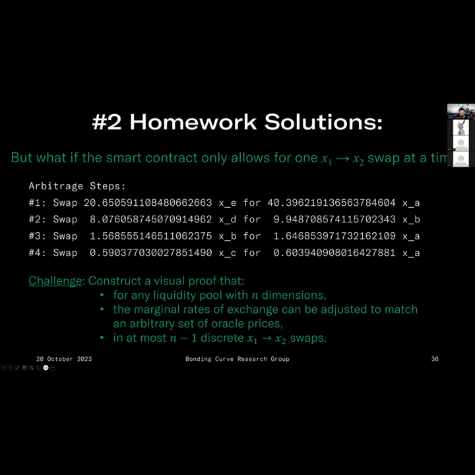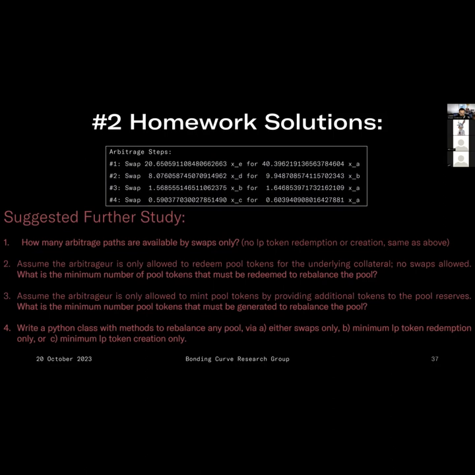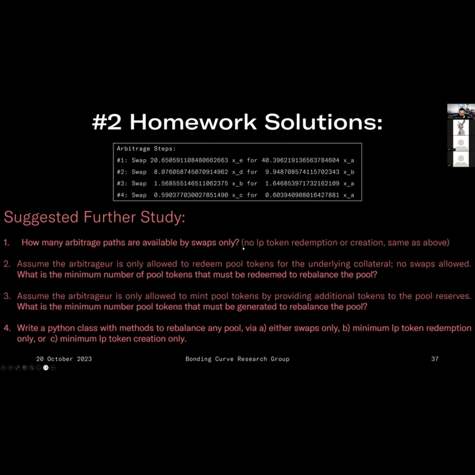And that brings me to another question. So I've just answered this first one for you, which is how many arbitrage paths are available if you include iterative, or sort of Newton-Raphson approximations that perform a swap and then reanalyze the system. You can do this an infinite number of times. But what if you said that you wanted to do it sort of in bulk? How many arbitrage paths are available by swaps only?